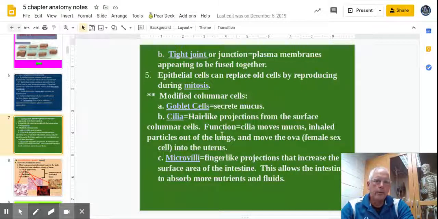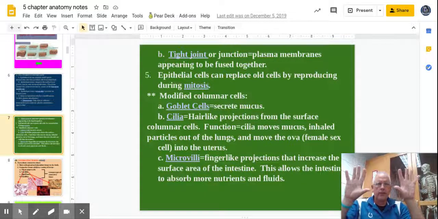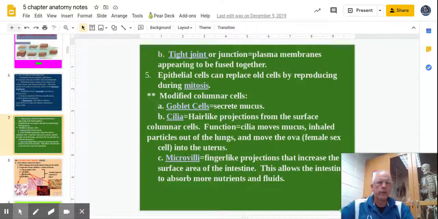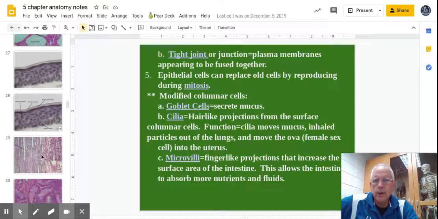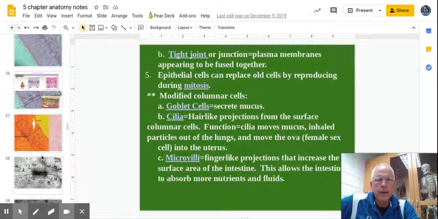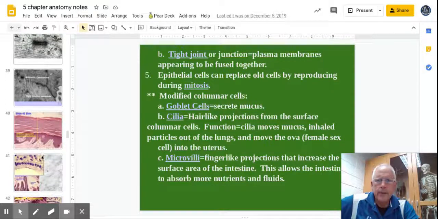Cilia are tiny little hairs that beat back and forth and move inhaled particles out of the lungs. They help move the ova in the female, the fallopian tubes into the uterus. And then microvilli are little fingers that are thicker than cilia, and they kind of increase surface area in your intestine. These are just columnar cells, tall, skinny cells that the body has taken and modified to do a specific task. All right. See if I can find these for you on my slides here. Nothing more, nothing less. They're just specialized.